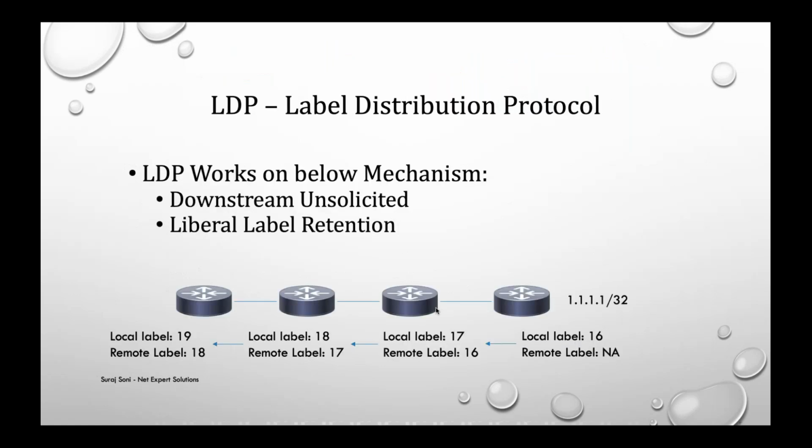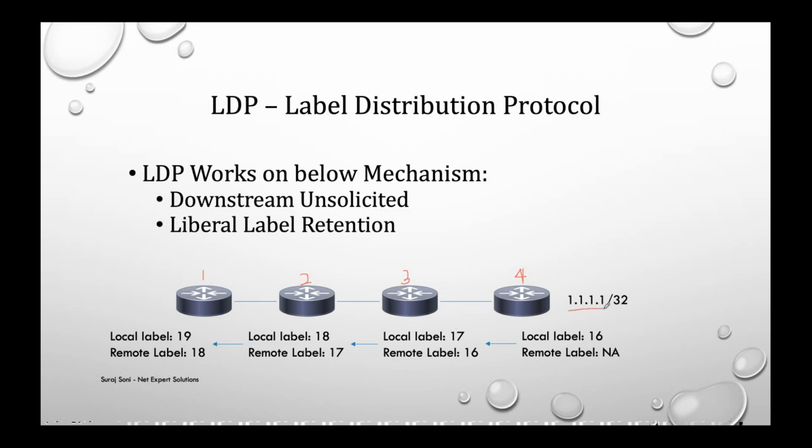So let's see. First of all, we are going to talk about LDP, which is label distribution protocol. If you see the mechanism, LDP works with downstream unsolicited label allocation. The first one, downstream unsolicited, is the label allocation. How does the downstream unsolicited label allocation happen, guys? So I have a topology down here, you can see. So I have 1, 2, 3, and 4. These are the nodes. Understand this very carefully, guys. It's very important.